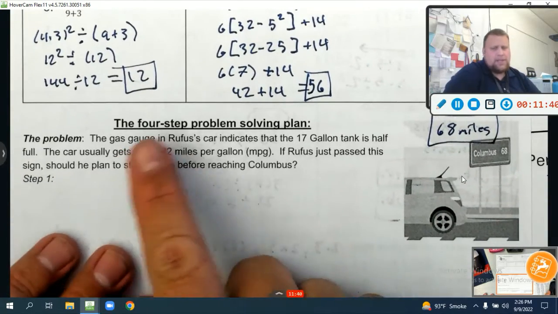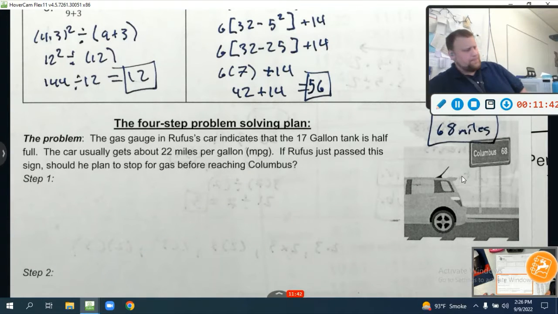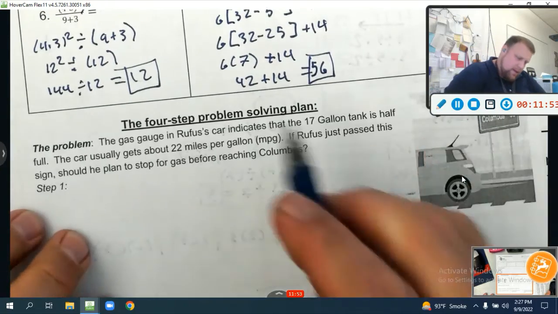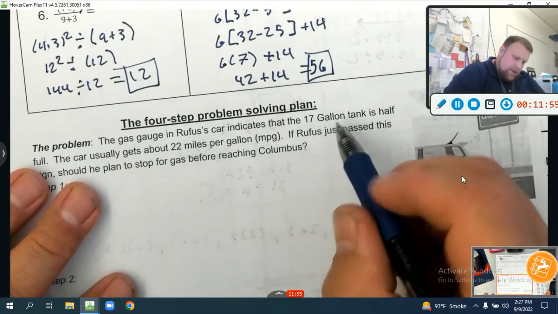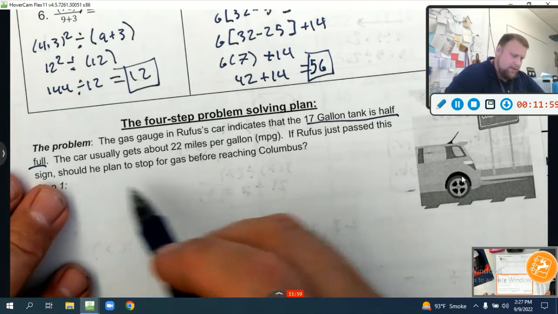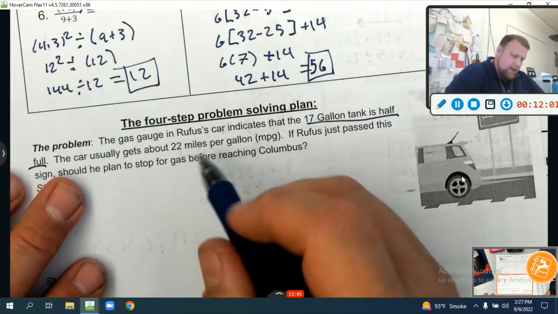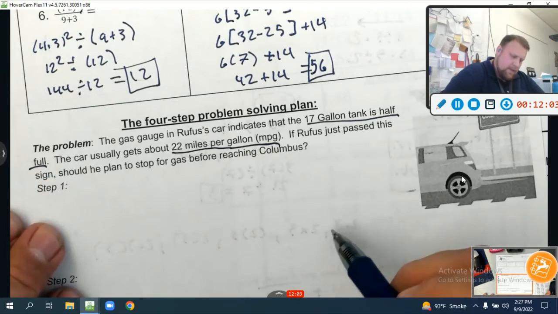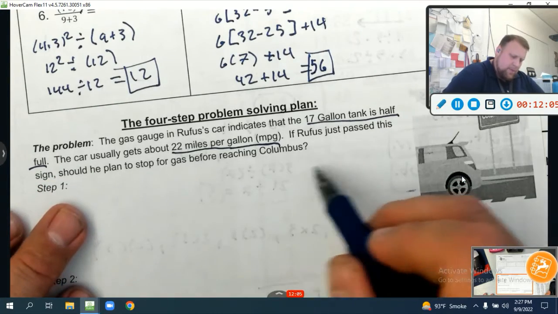Take a minute, pause this, underline everything you think is important. Okay, so we're going to talk about the 4 steps, but first let's identify what's important. The gas gauge in Rufus' car indicates the 17-gallon tank is half full, so now we can find out how much gas he has. The car usually gets about 22 miles per gallon. If Rufus just passed the sign, should he plan to stop for gas?